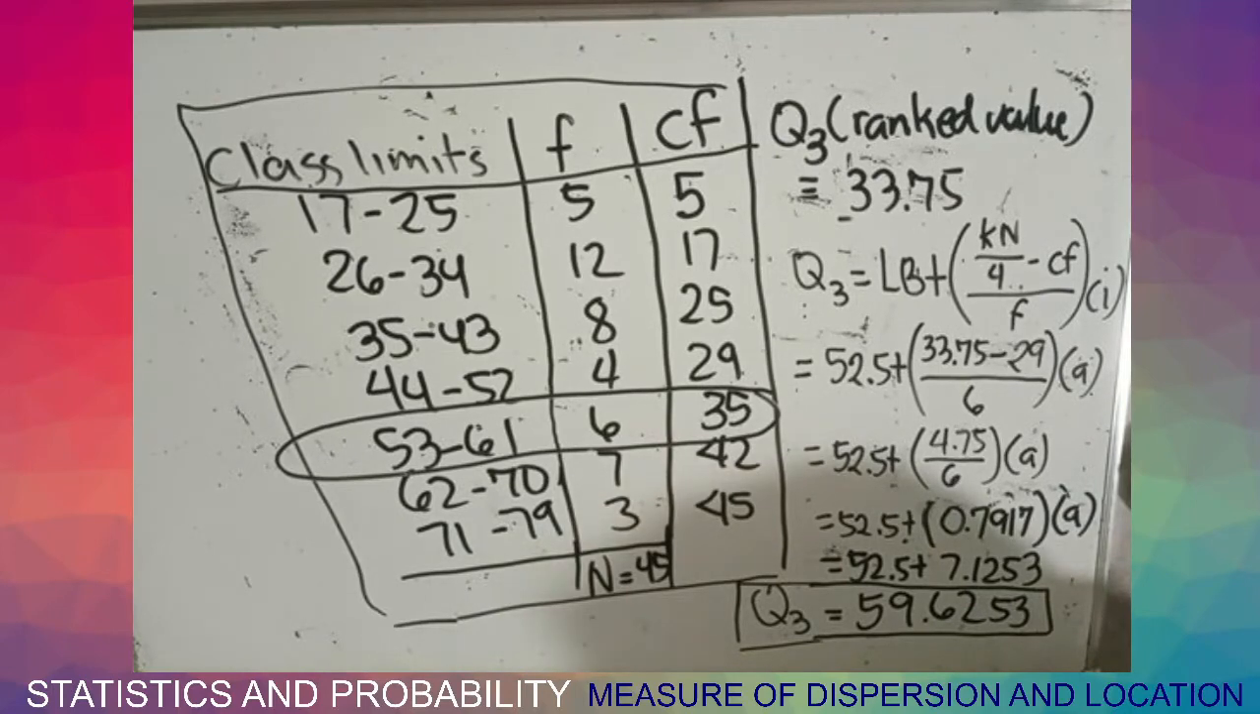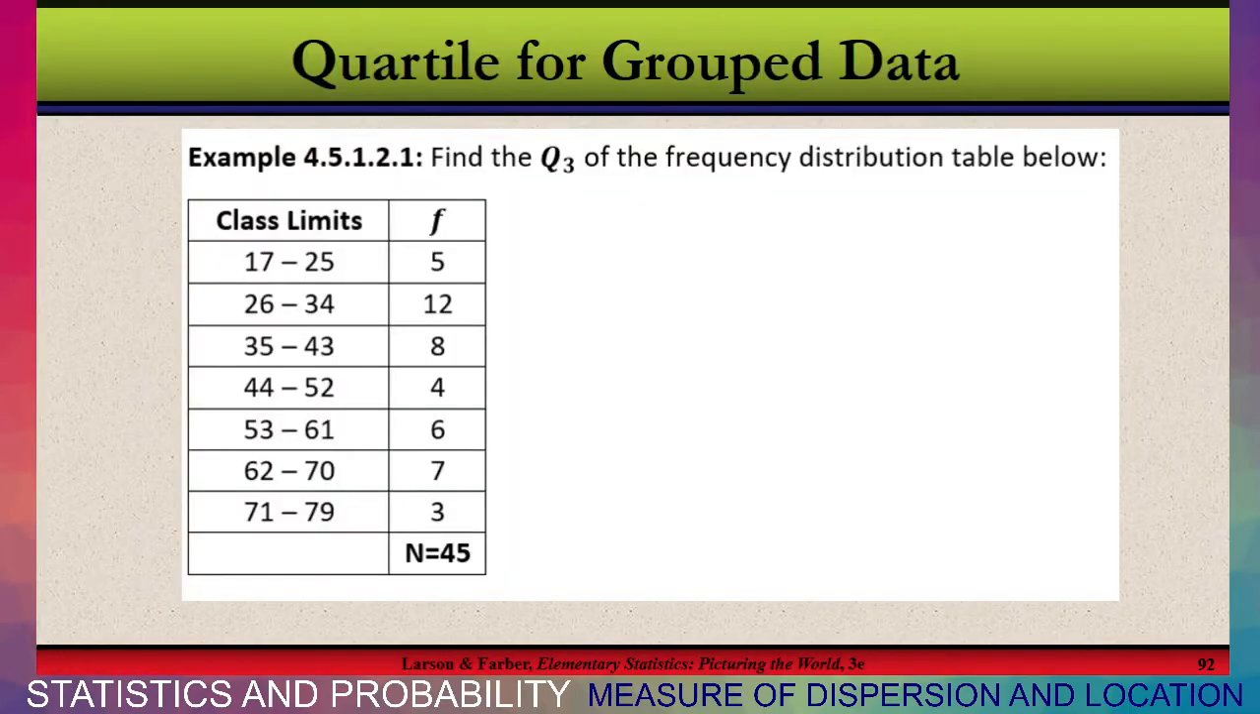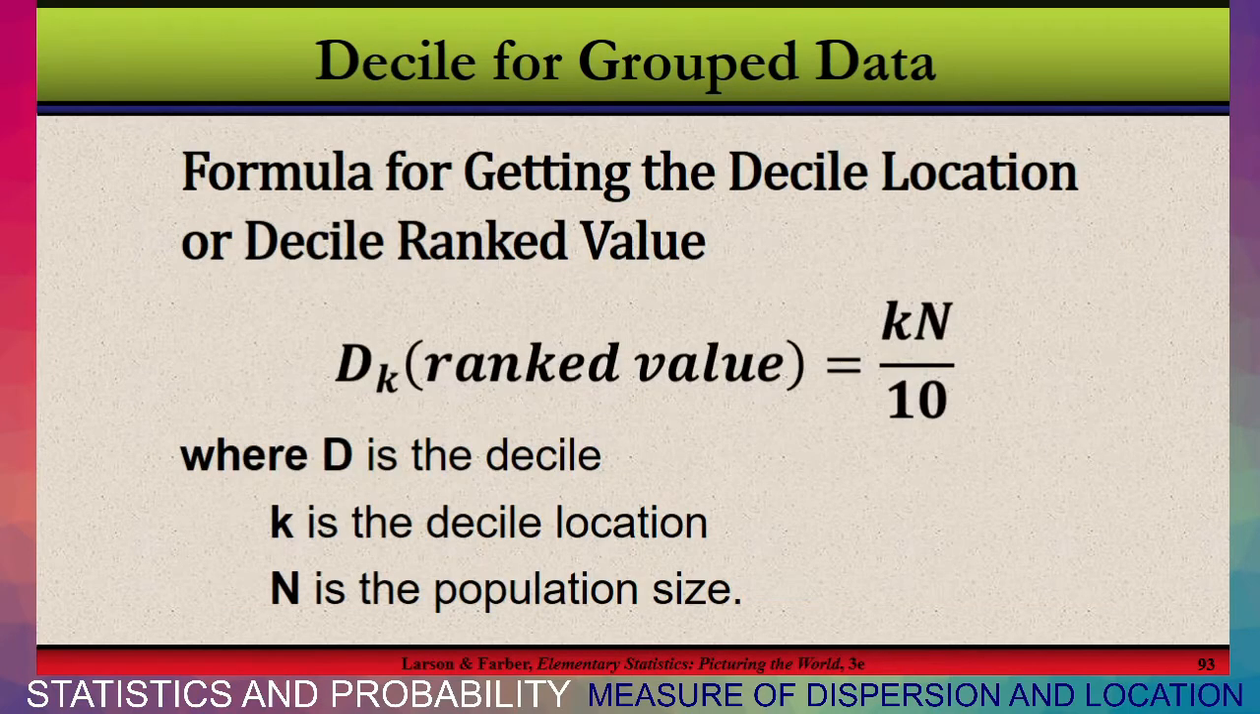So, decile tayo. Okay, ganun pa rin naman yung process. Nag-iiba lang talaga yung symbol na ginagamit. Okay? So, decile for grouped data. Formula for getting the decile location or the decile rank value: D sub K rank value is equals to Kn over 10. So 10 naman yung ating over natin, samantalang sa kanina, 4. Next. Where D is the decile, K is the decile location, and N is the population size.